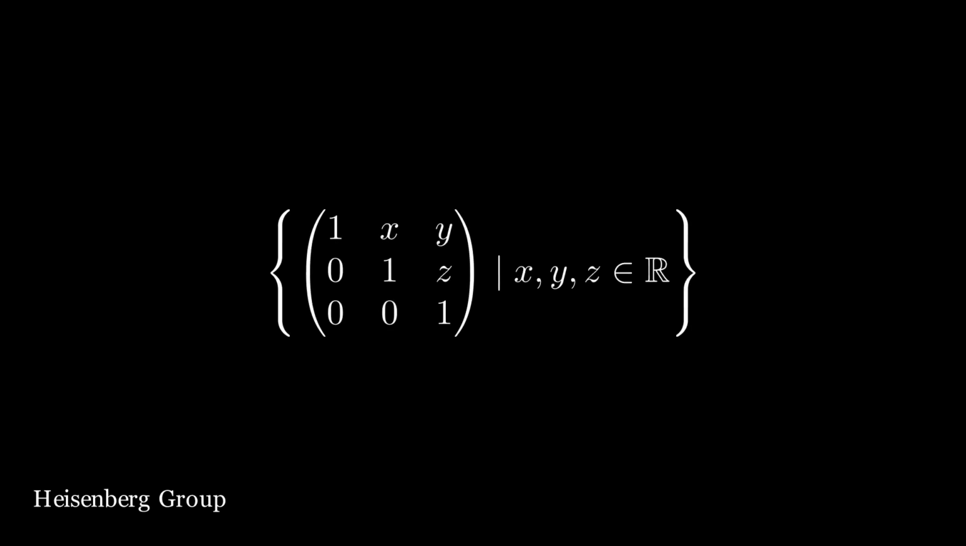Heisenberg Group. This takes the following form. It is characterized by real numbers x, y, and z. This also has a certain simplicity, so it is easy to consider things like checking concrete examples.